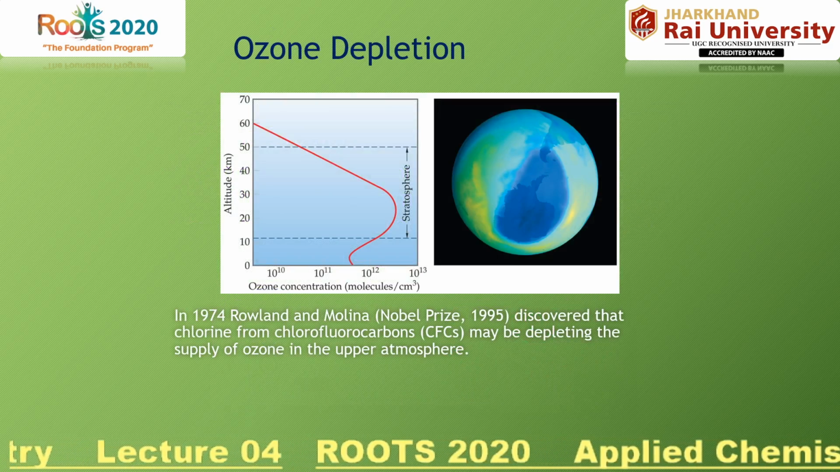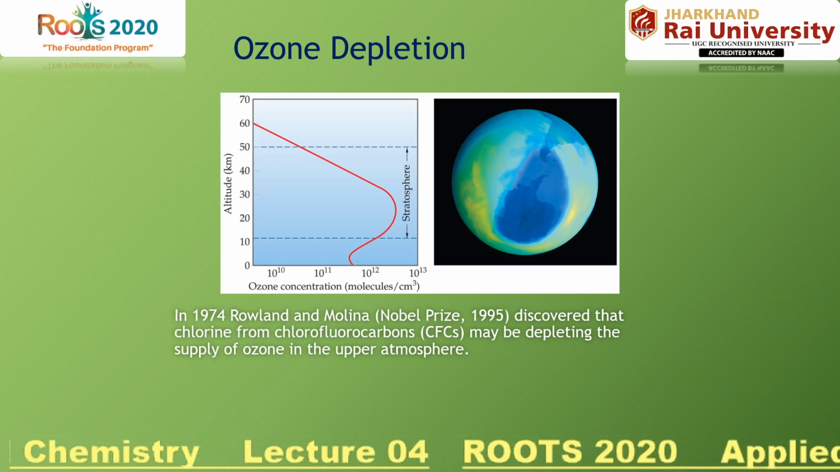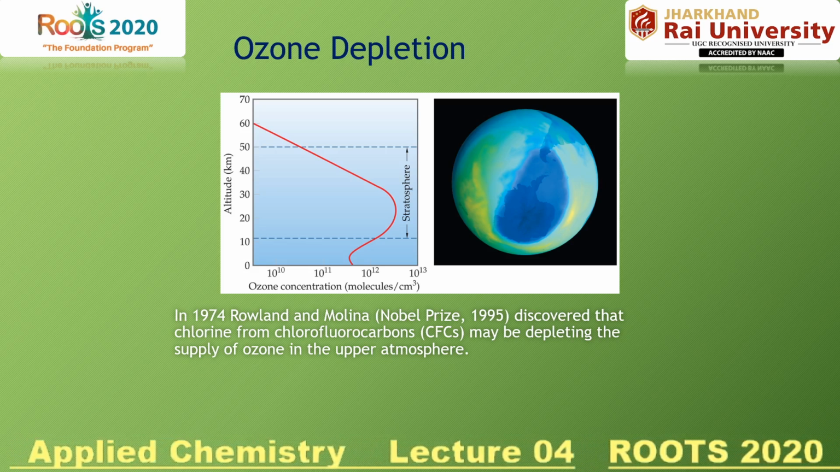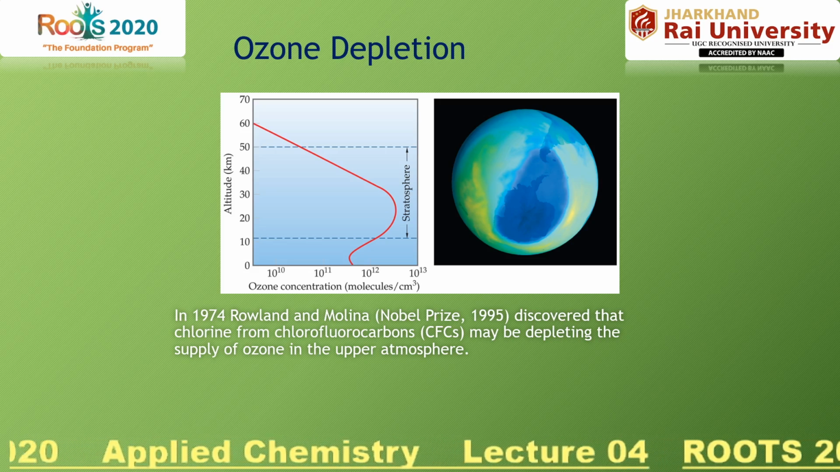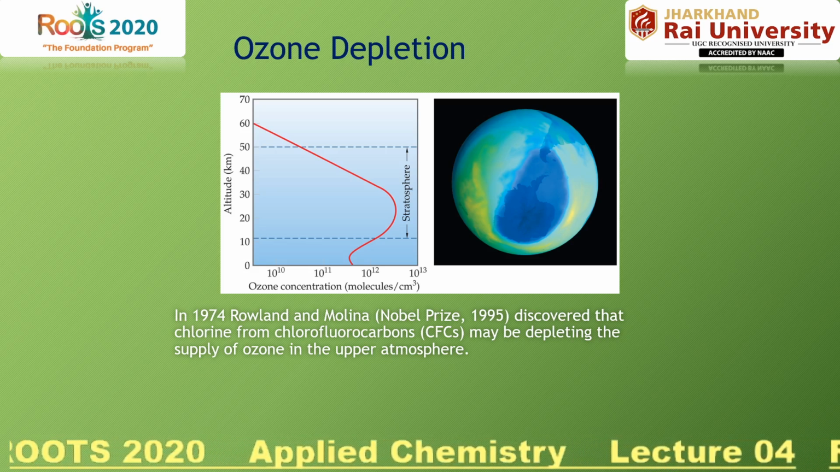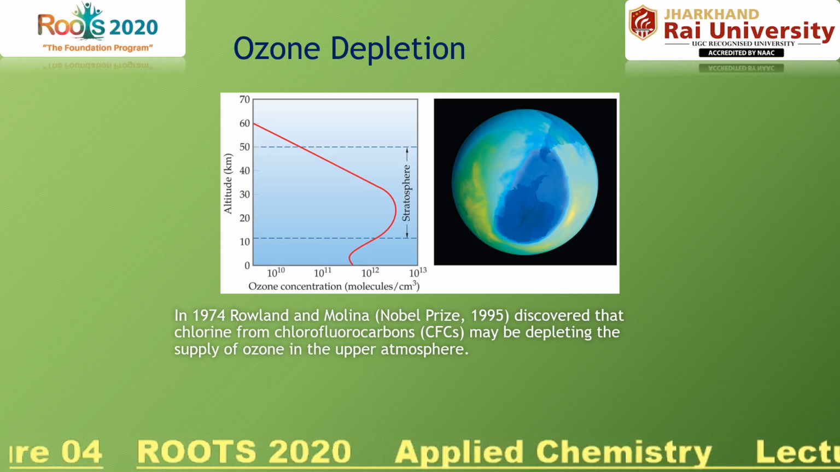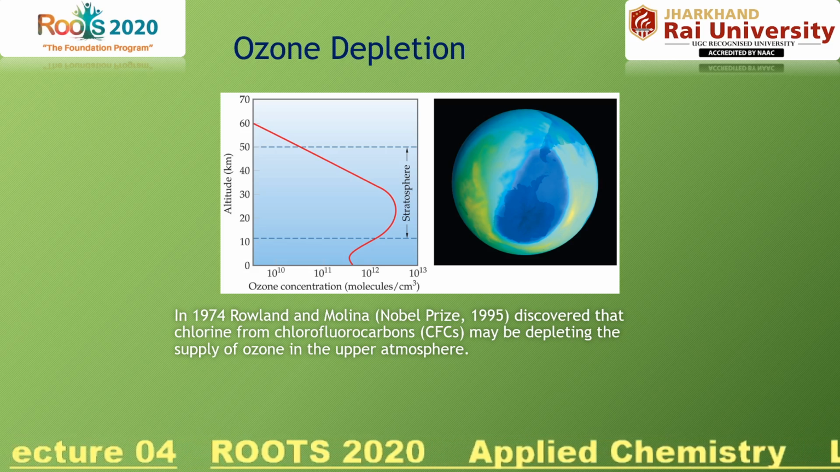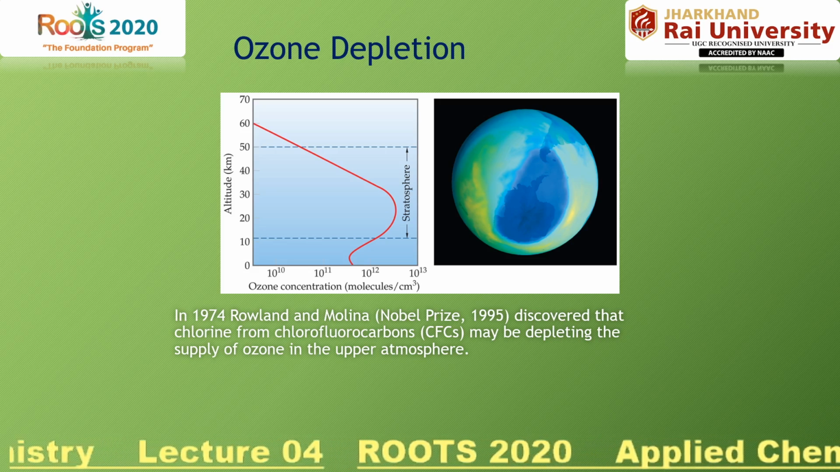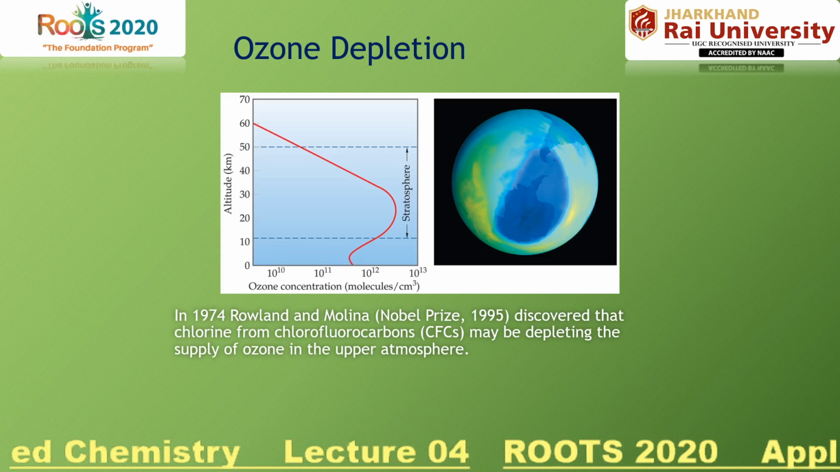And now what is the problem associated with ozone? Actually, ozone is very useful and very important at the stratosphere level. As I already said, ozone absorbs the energy, and it can stop the harmful ultraviolet radiation from coming to the earth's surface. And as we know, harmful ultraviolet radiation is very harmful, as it can cause cancerous cells in human beings and other living beings.